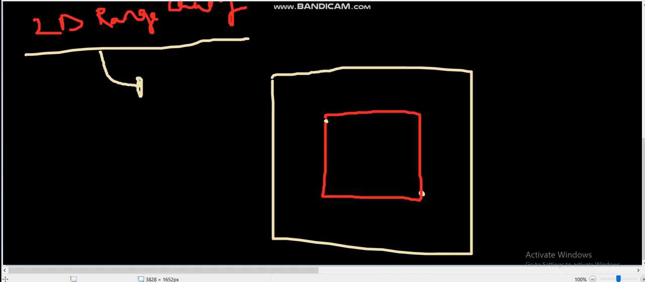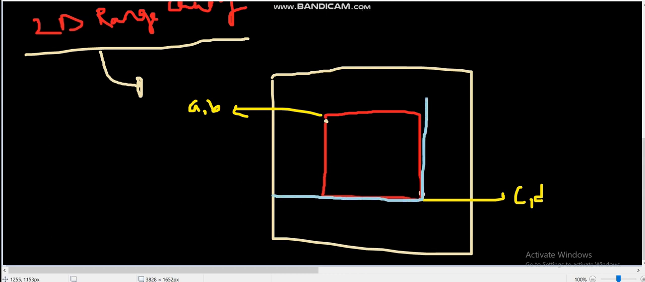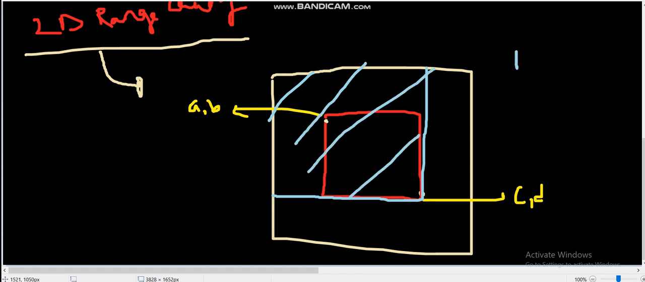Okay, now let's call this point a, b, and let's call this point c, d. Now observe closely what we are doing. This total part is nothing but our prefix sum of c, d, right? And this smaller rectangle is nothing but our prefix sum of a, b, right?